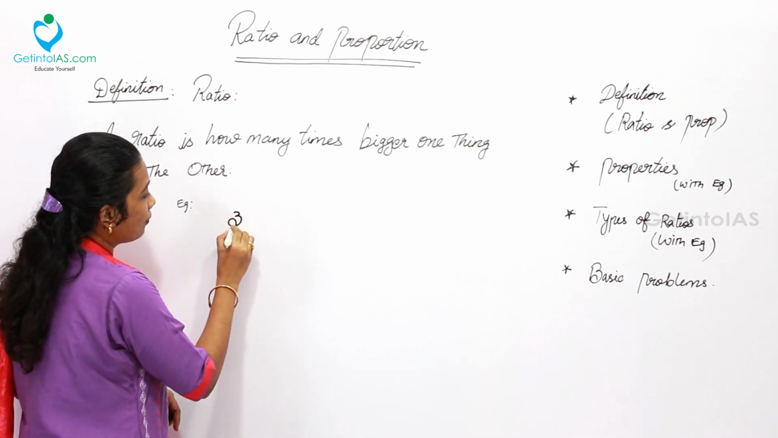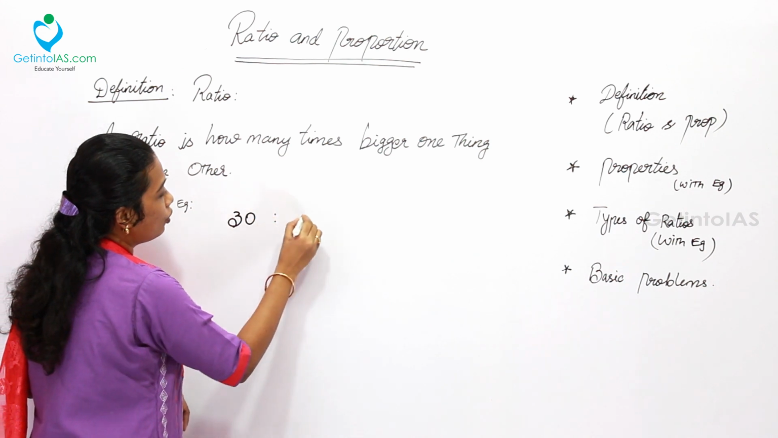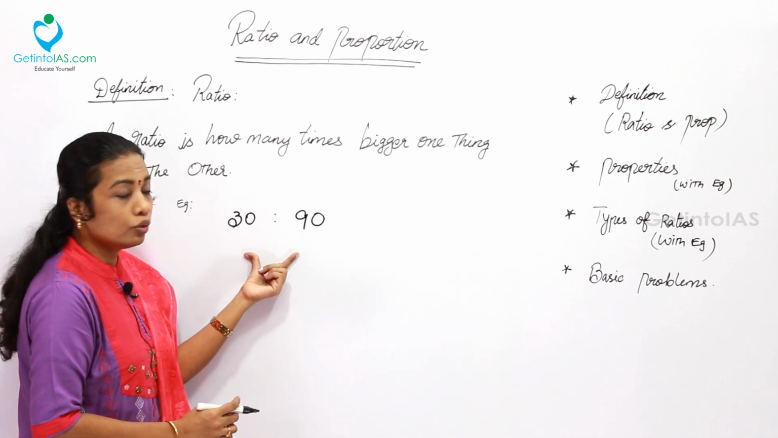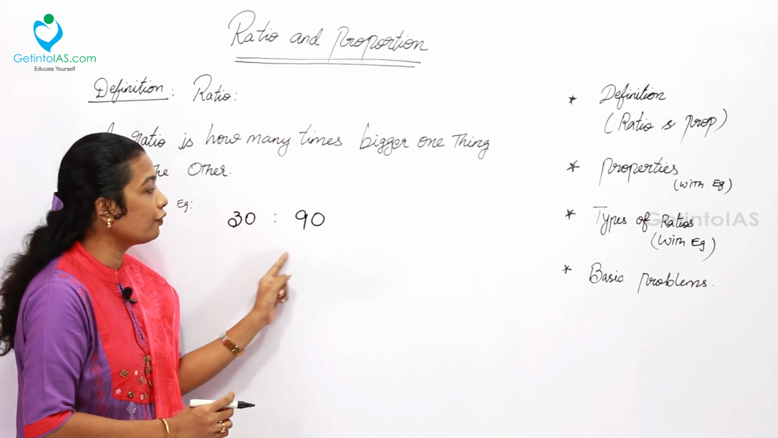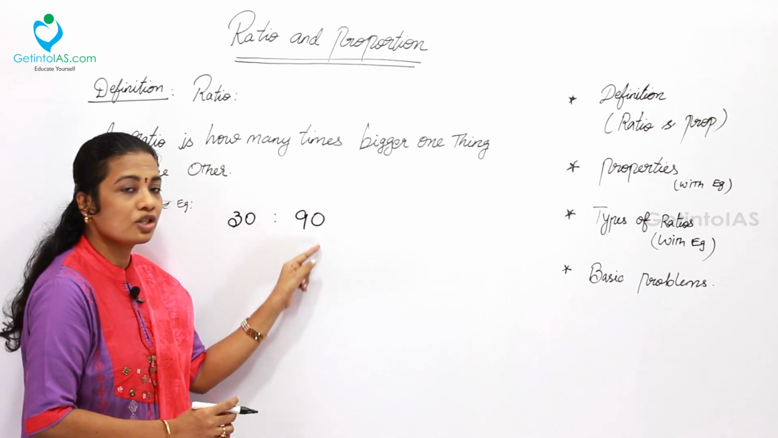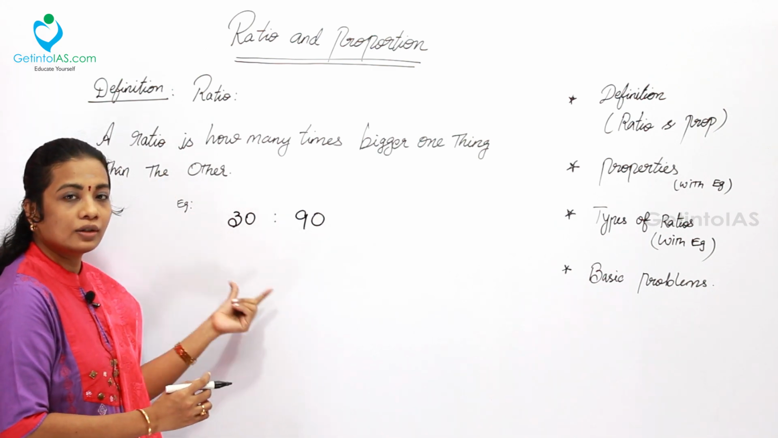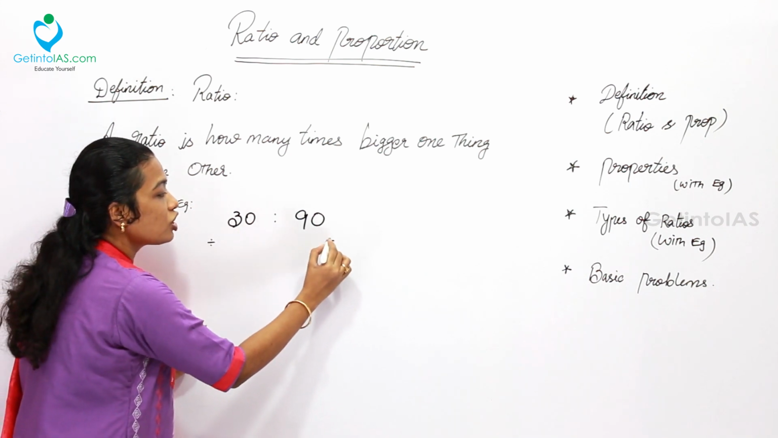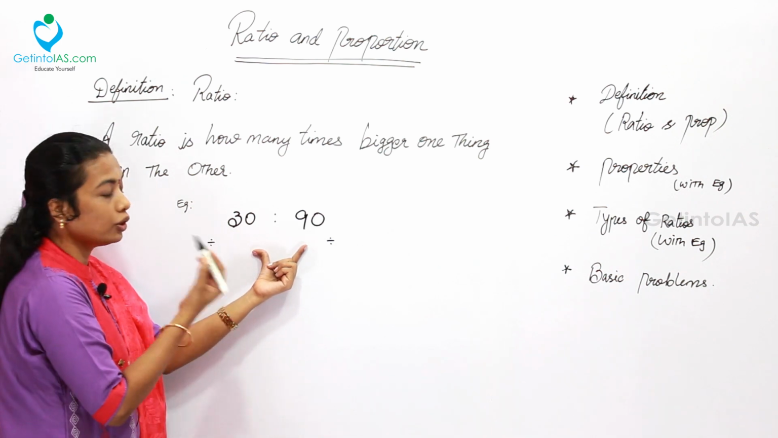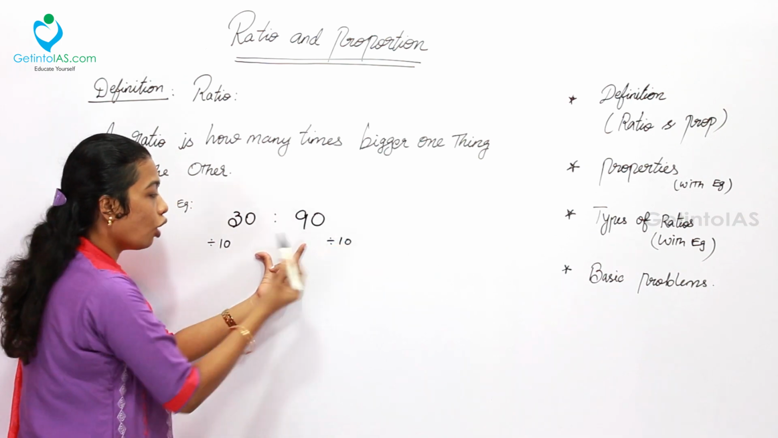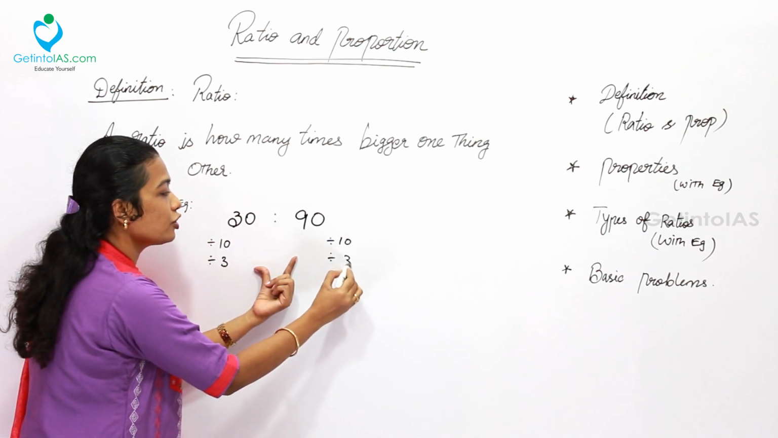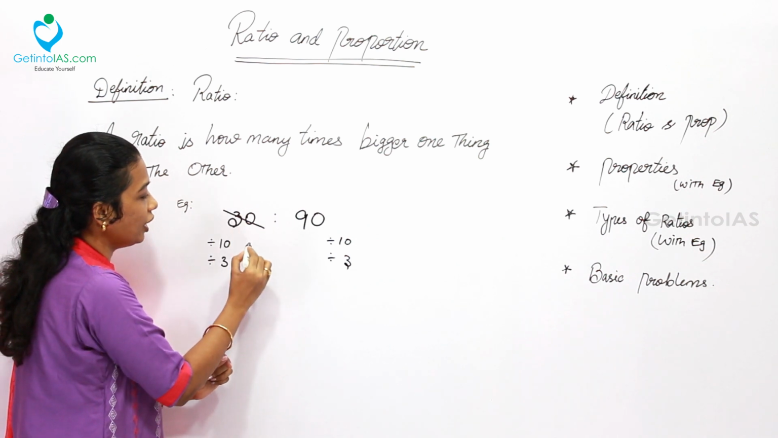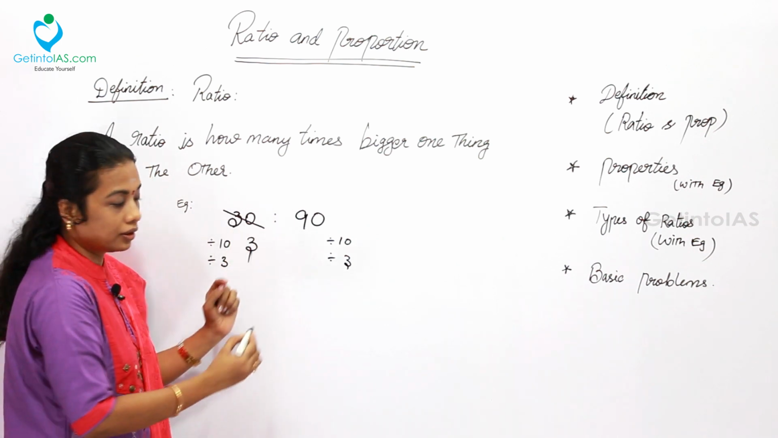Say for example, 30 is to 90. Two numbers are given here. Now you need to find how many times 30 is in 90, or how many times 90 is of this 30. For that, we cancel with any value which divides both numbers. Here you can take 10 or 3. These two numbers divide both the values. So first I can take 10. How many times? 3 times 10 is 30.